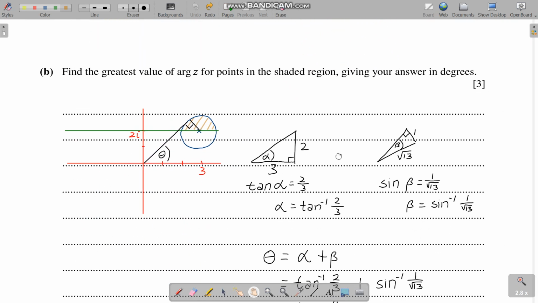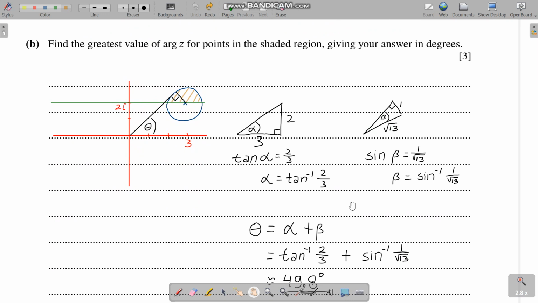Find the greatest value for arg z. So the z is the line from the origin to any point in the shaded region here. So the z can be anywhere from the origin to anywhere in this semicircle. Since we are looking for the greatest value of arg z, that means we need to somehow make the angle theta, the argument, as big as possible.